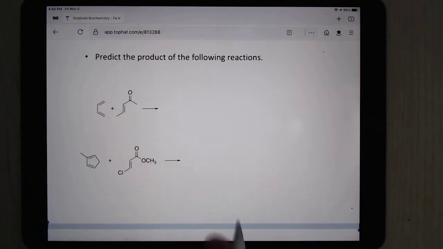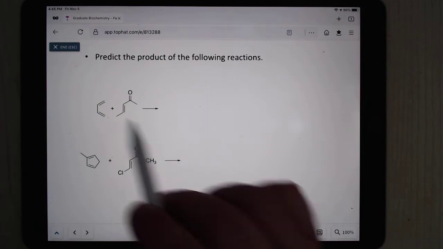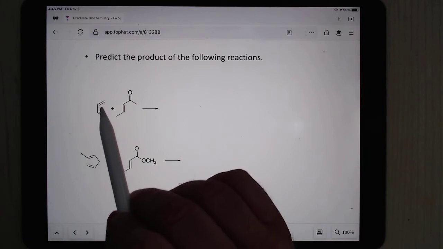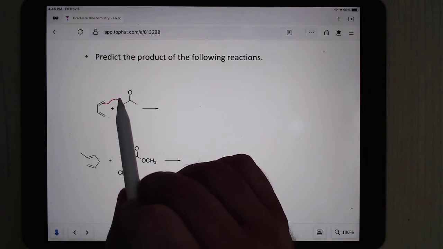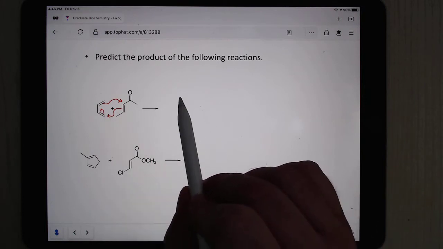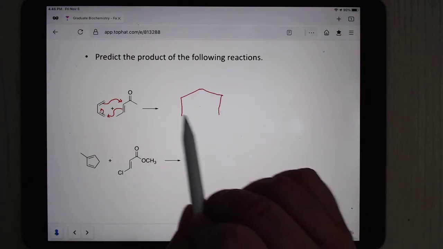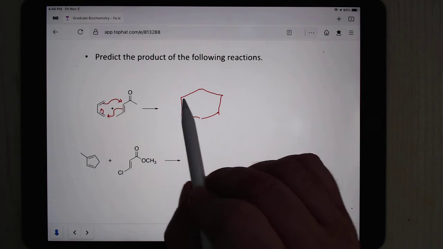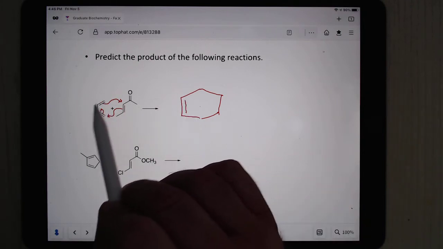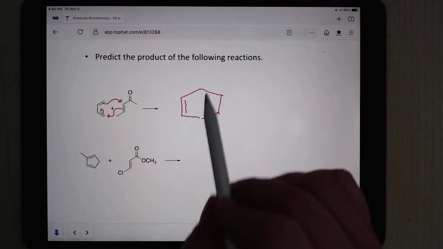Now with this one, predict the products. For this one we don't have a cyclic diene, so it's a little bit easier figuring this out. So that goes there, that goes there, that goes there, and we're going to start with our cyclohexene, because we know we're going to make a cyclohexene. Now there's nothing really hanging out except for hydrogens here, so there's nothing that's going to be here.